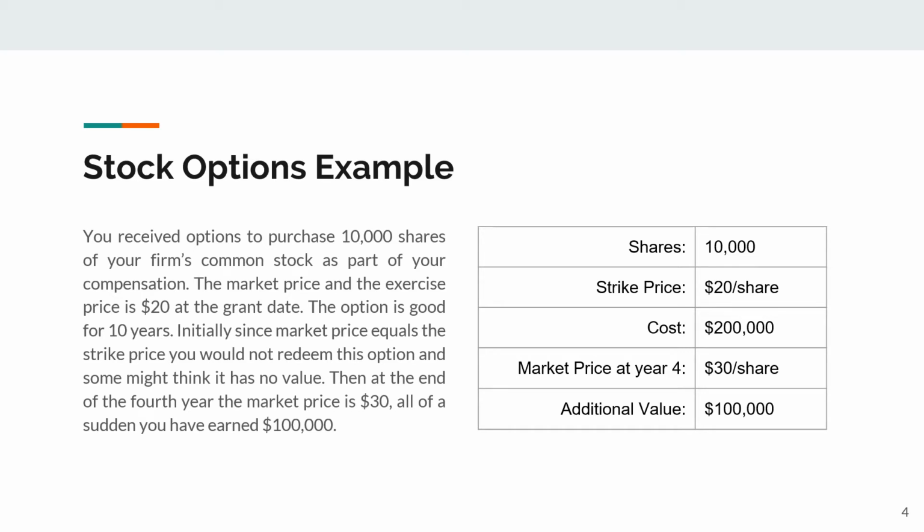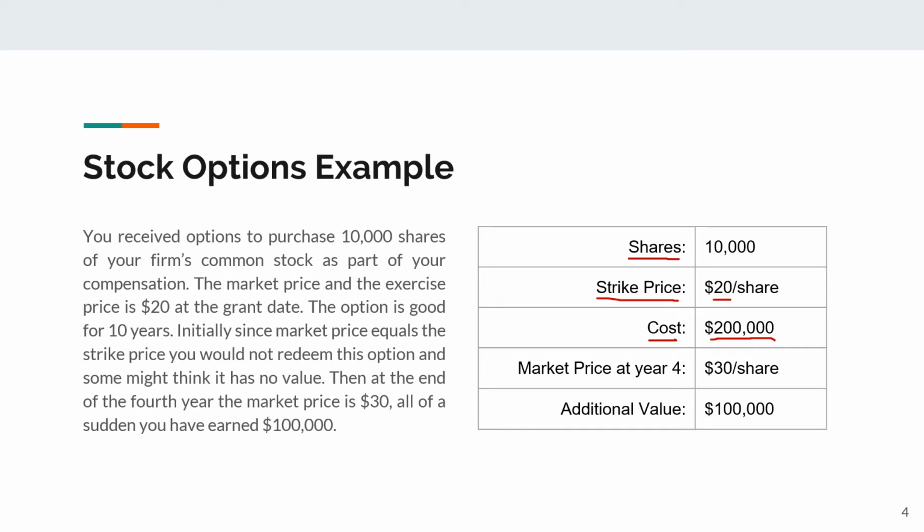Now then let's look further down the road, and at the end of the fourth year, the market price is $30. All of a sudden, you have the ability to earn $100,000. So let's walk through this. So here on the right is a breakdown of what this calculation looks like. So we have 10,000 shares that you're eligible to purchase. You have a strike price of $20 per share. So the cost to you would be $200,000.